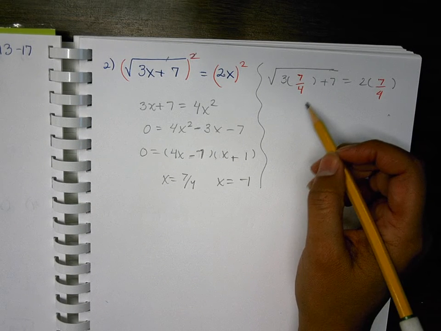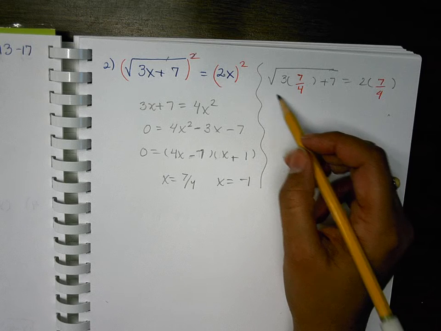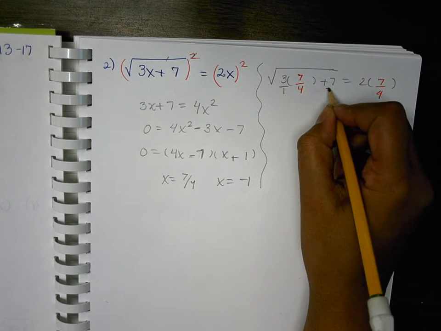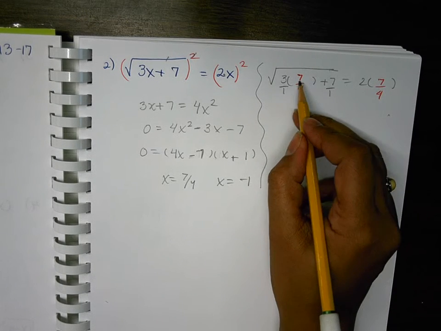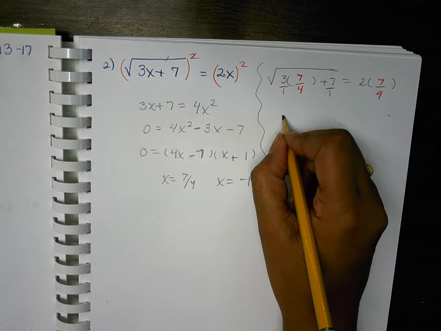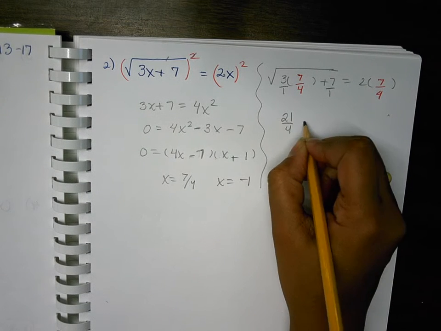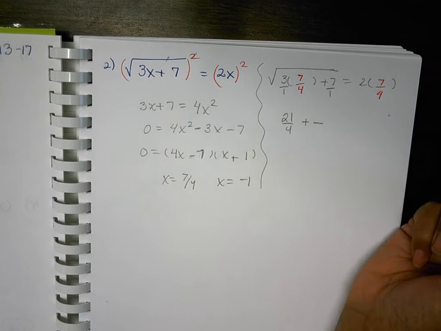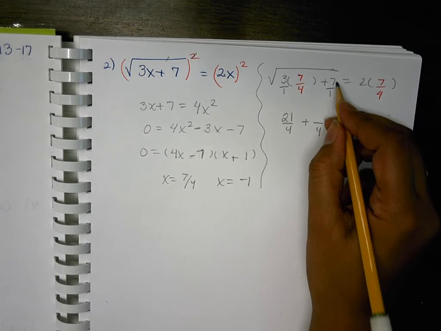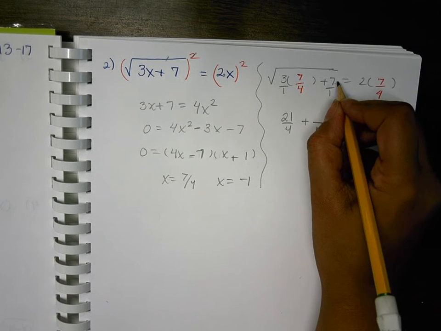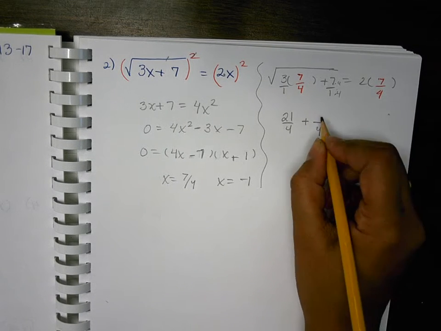It's an ugly number is what was said, and it doesn't reduce, unfortunately. So I'm going to work it out. We're going to try to get through this. What's 3 over 1 times 7/4? 21/4. Now, I will want a common denominator. So I'm going to make this 4. What do I multiply top and bottom by? 4, and what does that give me?